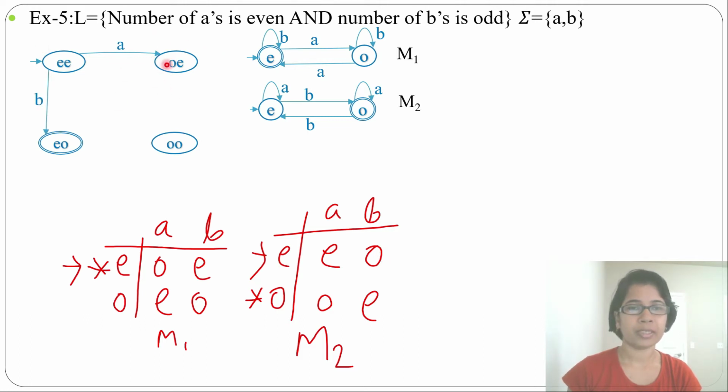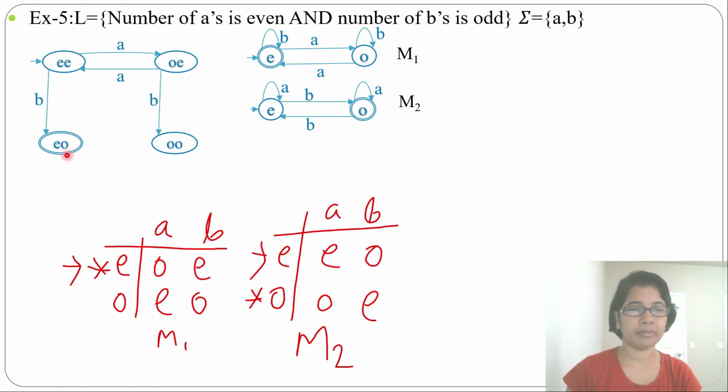Now we'll do this for the odd even state, OE. From O by A it goes to E, from E by A it goes to E. So from OE by A it will go to the even even state. By B where does it go? By B it goes to O, and by B it goes to O. So it will go to the odd odd state.